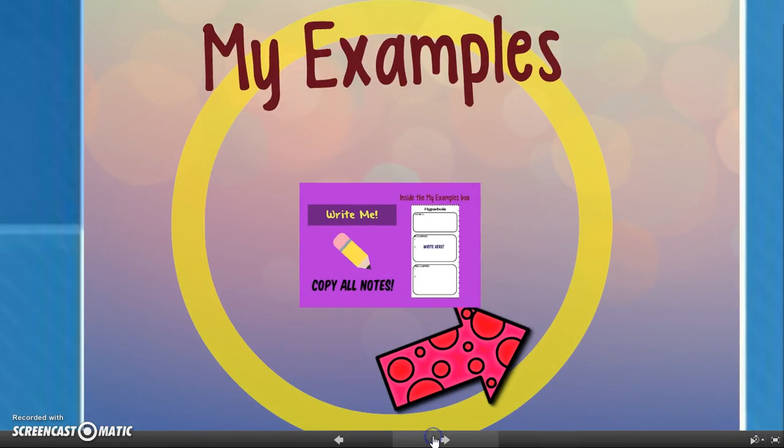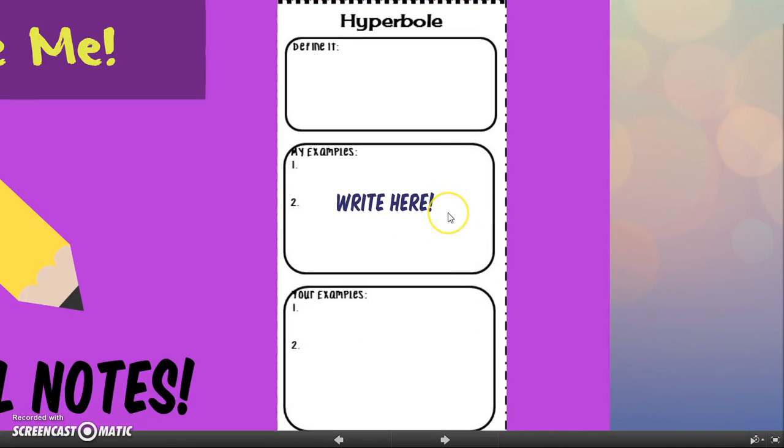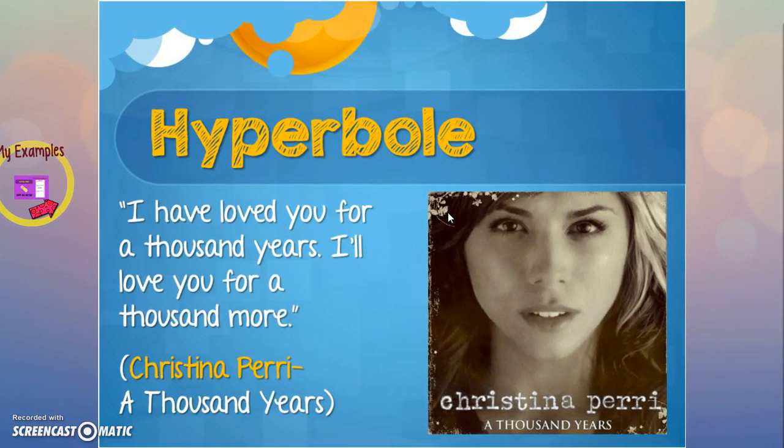So I'm going to give you some examples of hyperbole, and you are going to write my examples in the box right here where it says my examples, and make sure you're copying all of my examples. Okay, well, all the notes, at least 2. So the hyperbole. This is by Christina Perri, and I love this song very much.